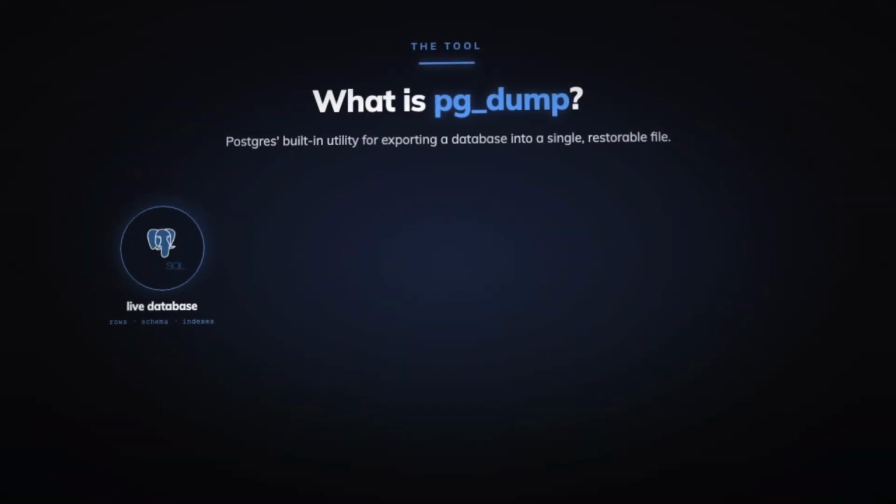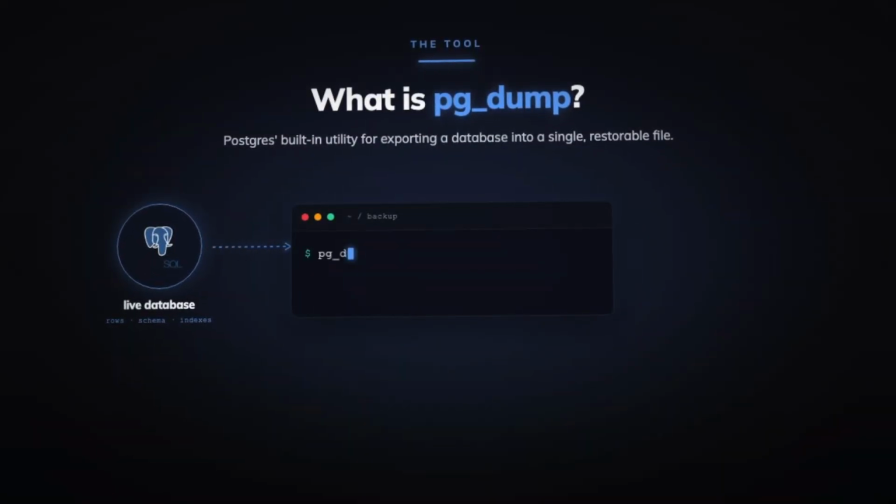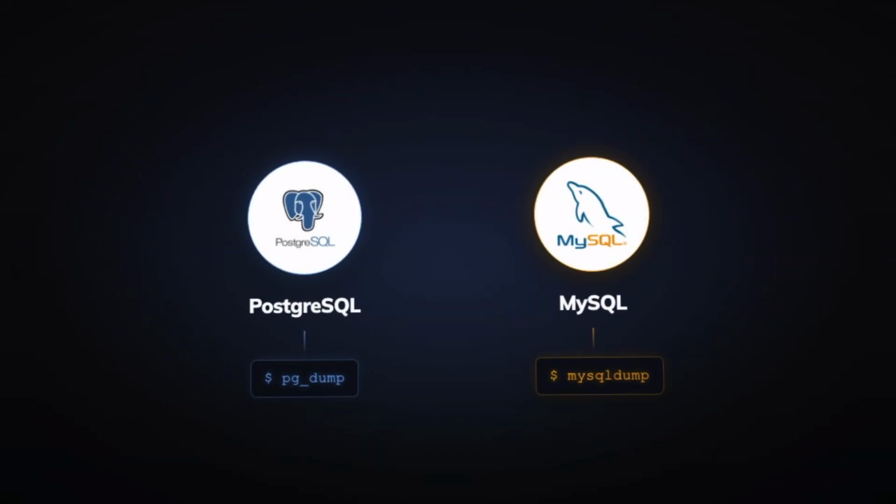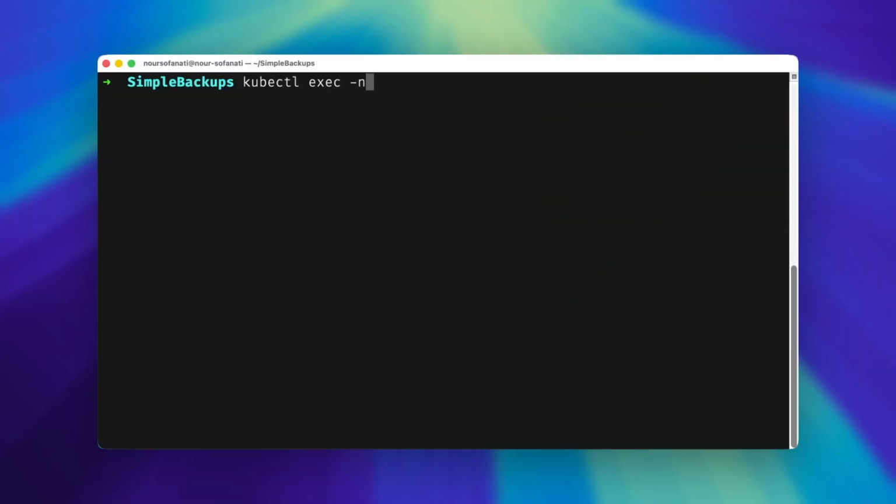So what is pg_dump? pg_dump is a Postgres built-in utility for exporting a database into a single restorable file, and it allows you to use a lot of cool formats. For MySQL, you can use mysqldump.